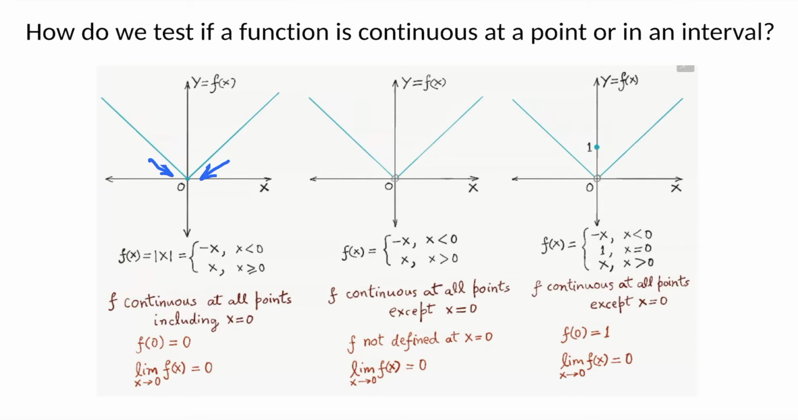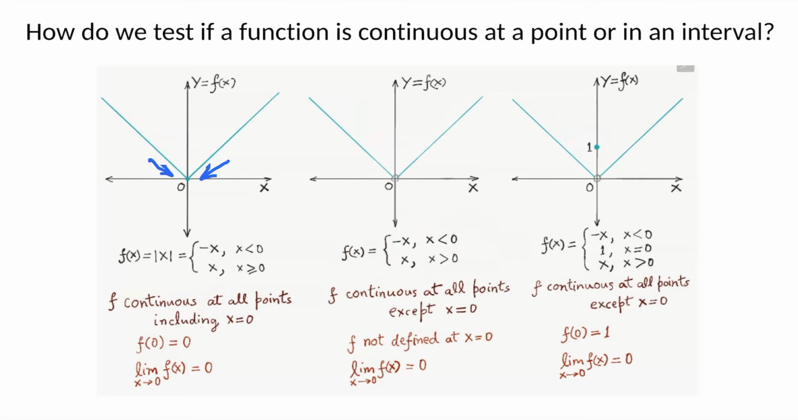Whereas in these other graphs, they are not continuous, because in this middle graph the function itself is not defined at x equal to 0, and that you see by this small hole that we have drawn on this curve. You can see that also from the way we have defined its mathematical expression. It is not defined at x equal to 0. So there is no question of it being continuous there, right?